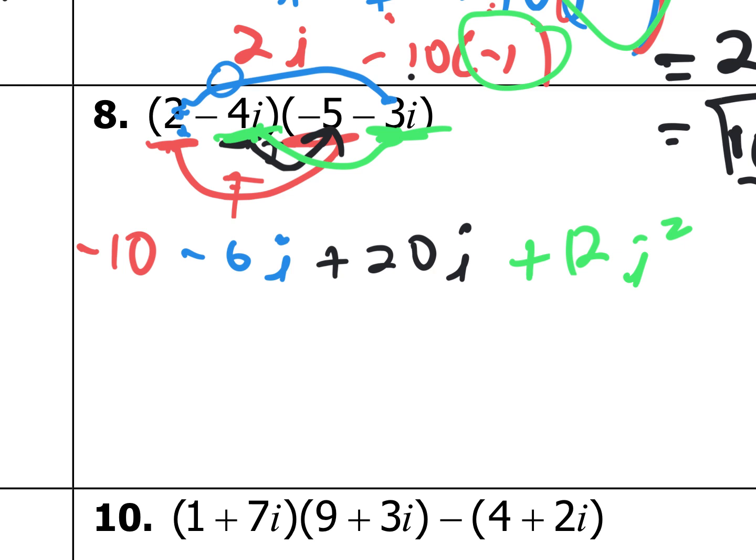When I grow up, I won't write the i squared. I'll automatically know that my i squared makes this plus 12 turn into a negative 12. But for right now, I'm just going to keep it in here. So negative 10 comes down. Negative 6i plus 20i is how many i's?